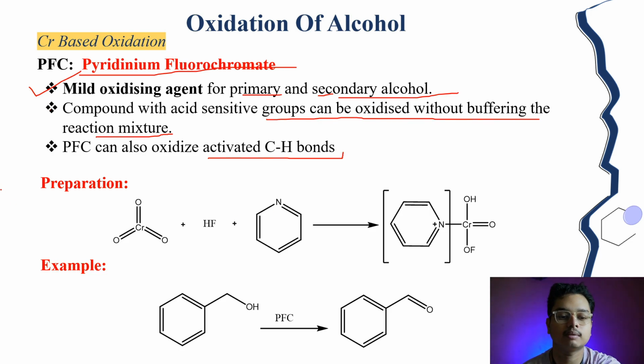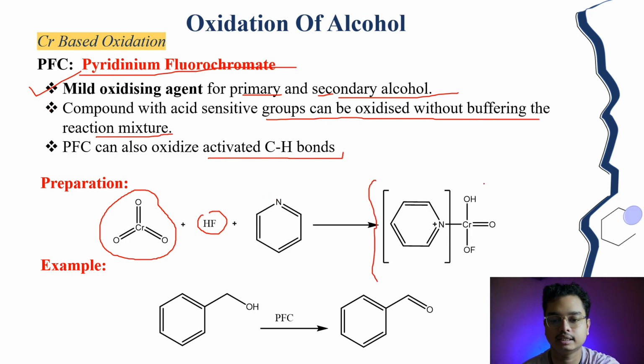So now let us talk about how the reagent PFC is generated. PFC is generated by treating CrO3 with HF and pyridine. When they react, we get this composition, and this is the composition of PFC. And PFC will show controlled oxidation for primary and secondary alcohol.